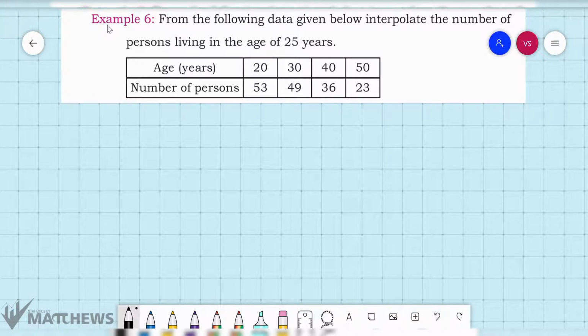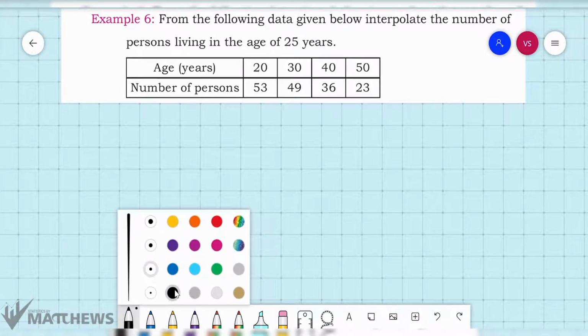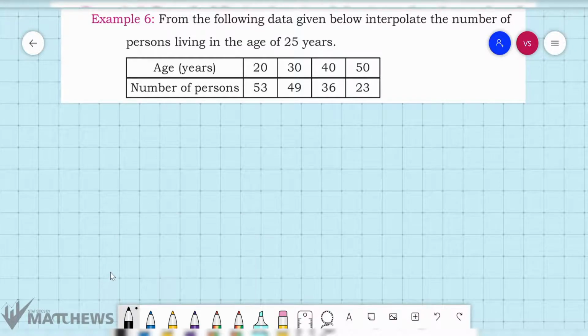See the question. The question is very clear, which is on the screen for you. From the following data given below, interpolate the number of persons living in the age of 25 years. This is all about years. In other words, this is x for us, students. You should take this to be x.